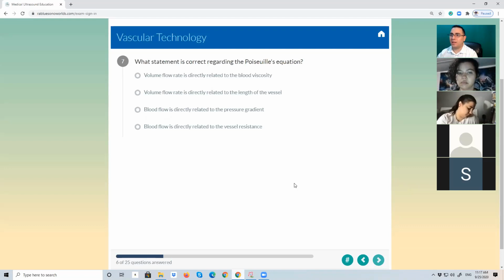Correct regarding the, this word is very hard for me to pronounce, Poiseuille's equation could be. Yeah, Poiseuille's equation. All right, you guys got it. All right, so how about this one here?